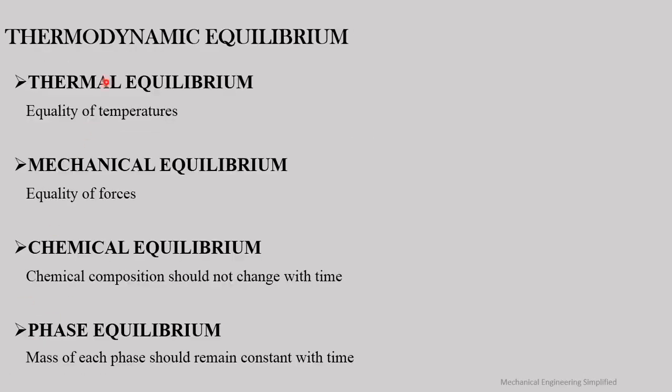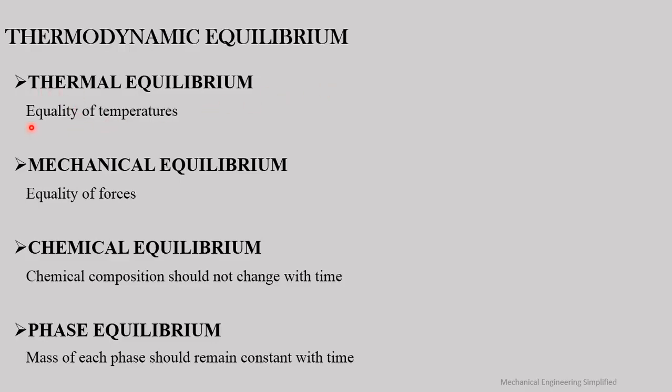Then we have thermodynamic equilibrium. What is it? Thermodynamic equilibrium consists of four equilibriums: thermal equilibrium, mechanical equilibrium, chemical equilibrium, and phase equilibrium. For the system to be in thermodynamic equilibrium or complete equilibrium, please mind it, all these four must be satisfied. If any one of them is not satisfied, we cannot say that the system is in thermodynamic equilibrium.